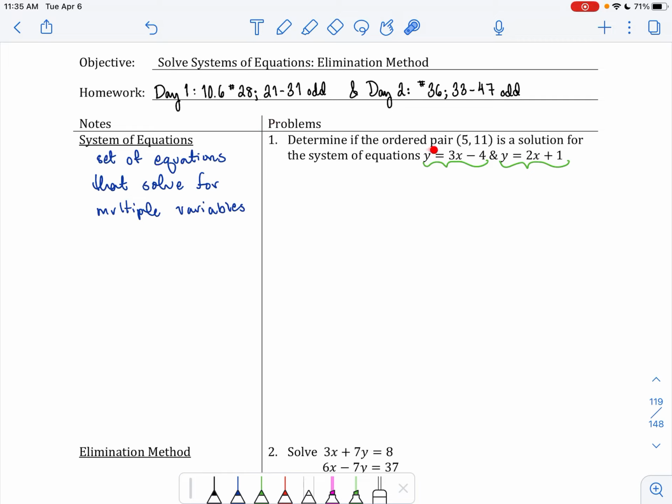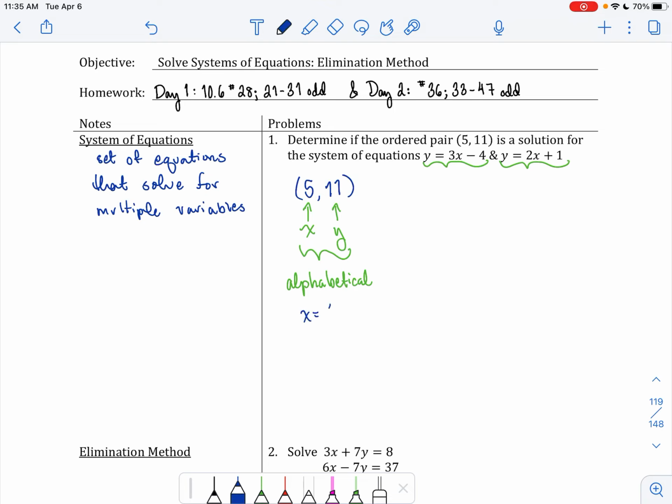Number 1, determine if the ordered pair 5, 11 is a solution for the system of equations y equals 3x minus 4 and y equals 2x plus 1. So if we consider the point 5, 11, what this tells us is that 5 is our x value and 11 is our y value. Sometimes you might have different variables than x and y, but they're always going to be in alphabetical order. So if you have a and b, a would come first, and so on.